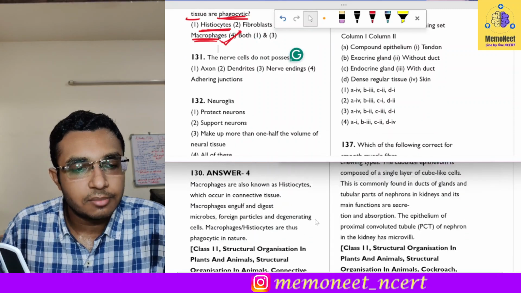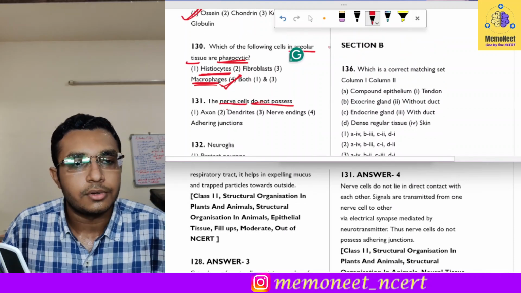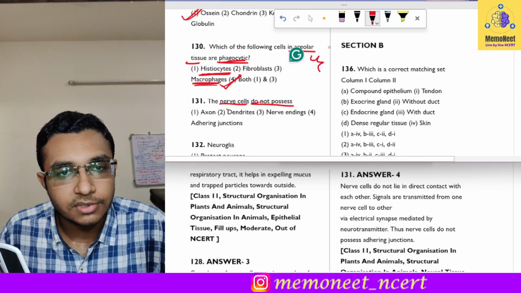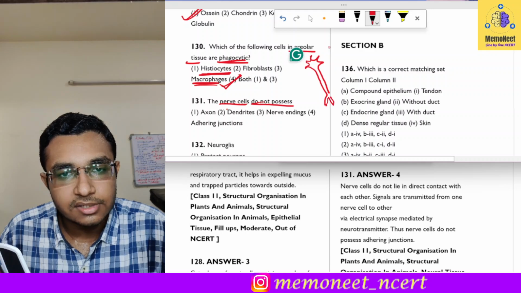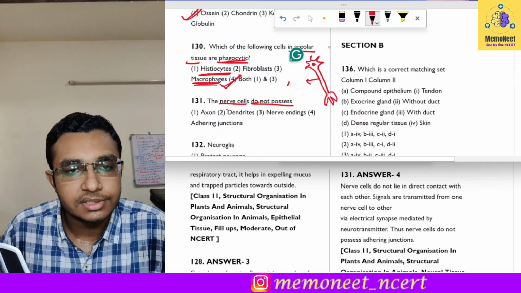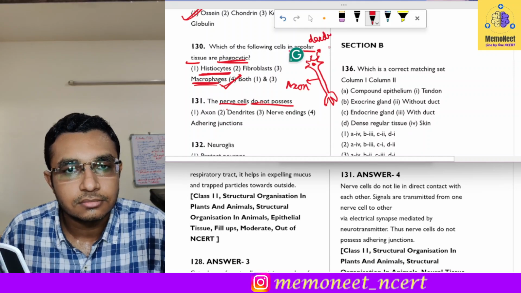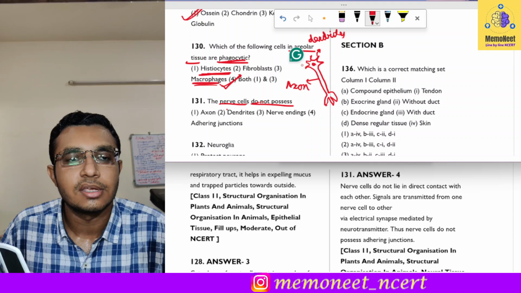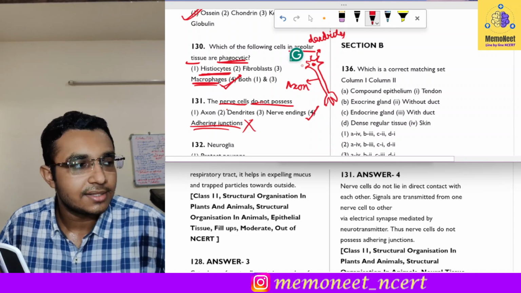The next question is question number 131. It states that the nerve cells do not possess what? Now see, if you have seen the structure of the neuron, it is something like this. I am drawing a rough diagram of the neuron over here. As you can see, this is the cell body, then this is called as the axon. These are the dendrites. This is the cell body or the cyton, this is the axon, and these are the nerve endings. So what is not found in the neuron? The adhering junctions are not found in the neuron. Okay, so the correct answer of this question is option 4.